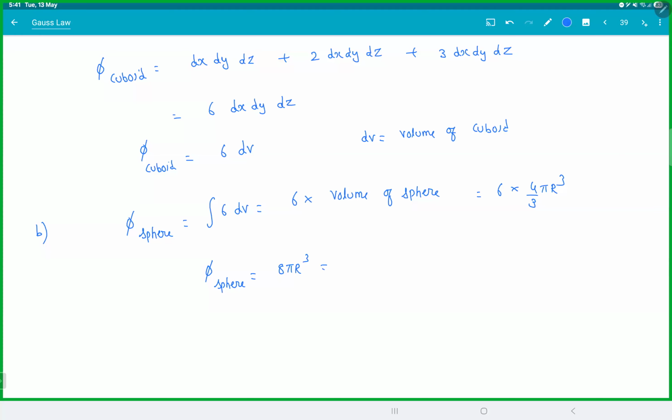And we know, we have proved this last time, the flux is nothing but charge enclosed by epsilon. Therefore, the charge inside the sphere is 8 pi epsilon r cube. This is the answer for the second part.